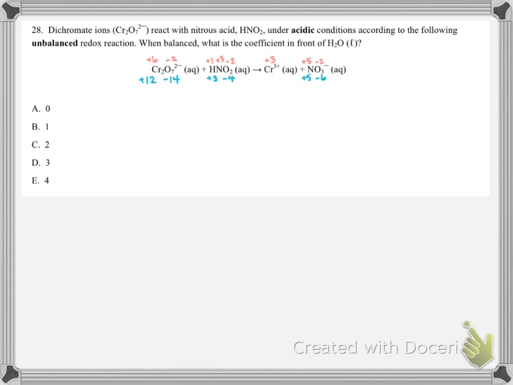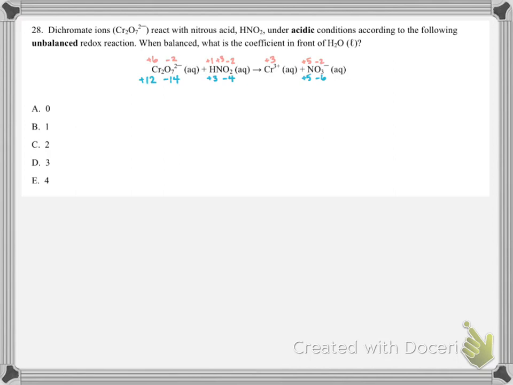So the two chromiums would have to contribute a total of 12. So each one is +6. And then for the HNO2, I assigned a +1 to the hydrogen, -2 to the oxygen, and figured out that the nitrogen would need to be +3. The Cr3+ is just going to be +3. Then I assigned -2 to the oxygens in that final molecule to find out that the nitrogen was +5.